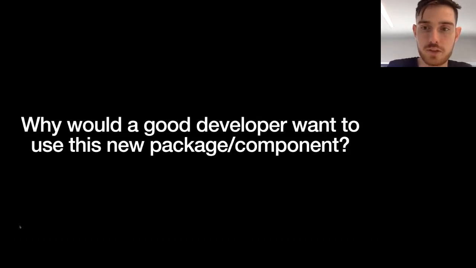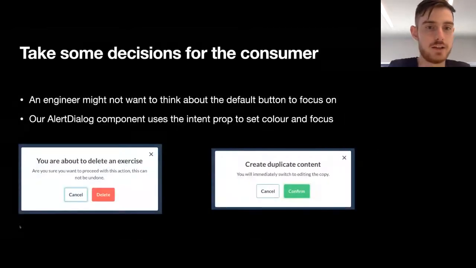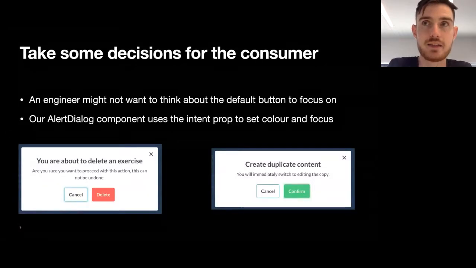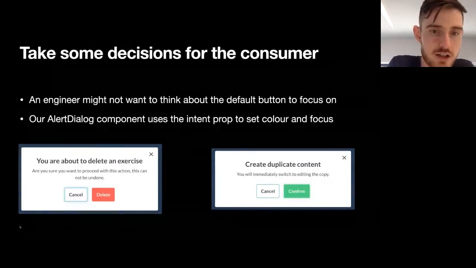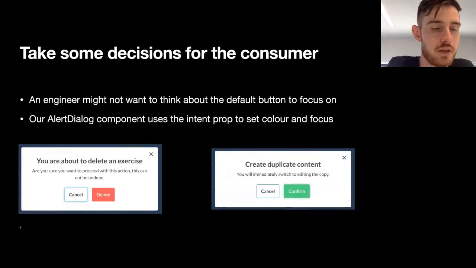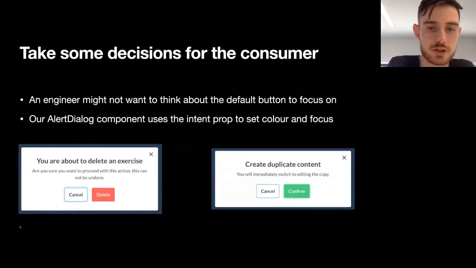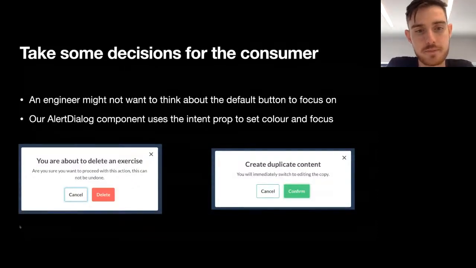And so I just want to finish with a final little point about that, which is, hey, we can do little things that take decisions away from that engineer. So we can do things like this. This is our alert dialog. It's a version of our dialog that is more simple. It just takes a title, a description, and the intent. And those intents map to the colors.